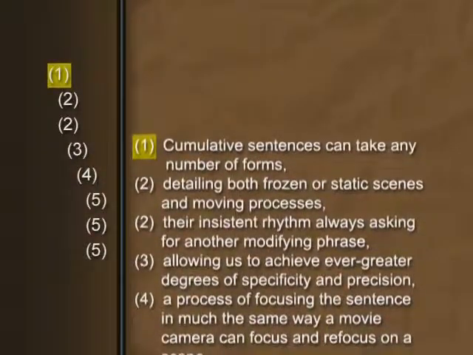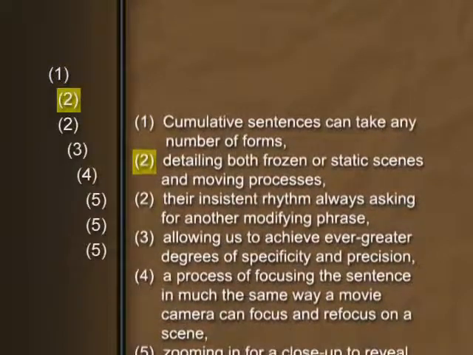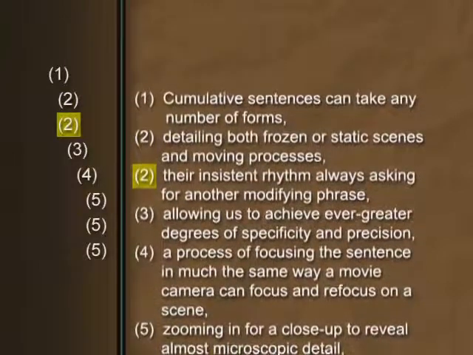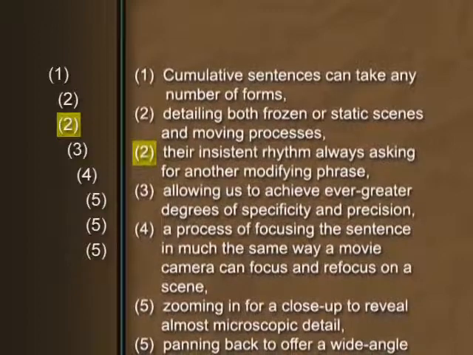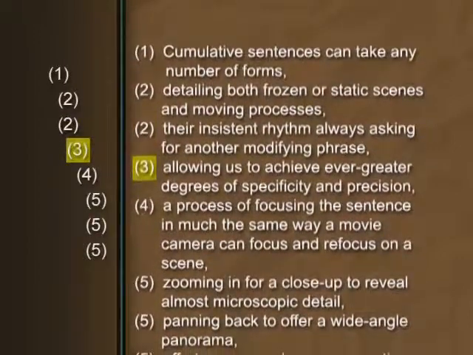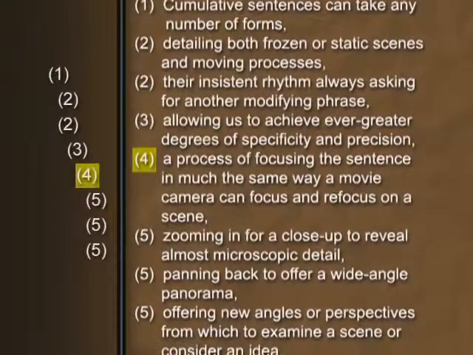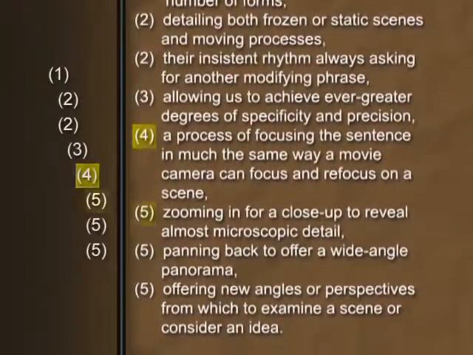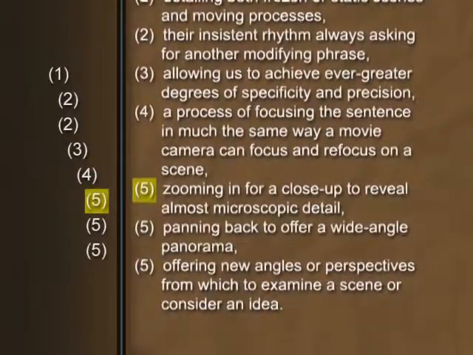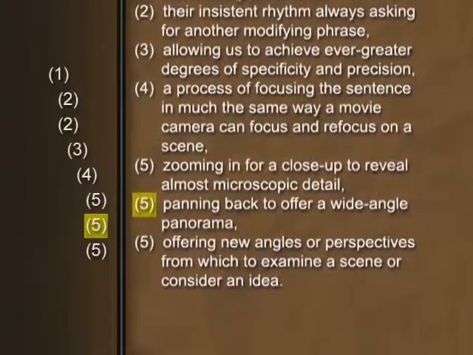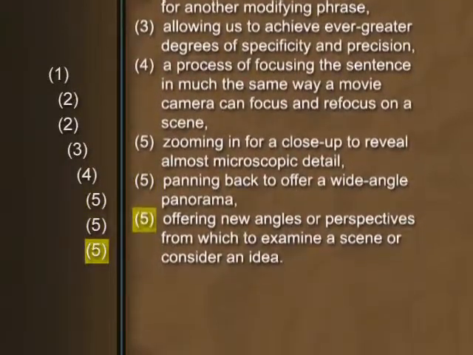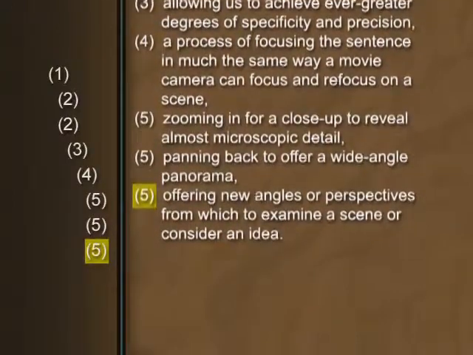Or, using a rough form of diagramming to indicate sentence levels with the base clause always the first level, we might write, "Cumulative sentences can take any number of forms, detailing both frozen or static scenes and moving processes, their insistent rhythm always asking for another modifying phrase, allowing us to achieve ever greater degrees of specificity and precision, a process of focusing the sentence in much the same way a movie camera can focus and refocus on a scene, zooming in for a close-up to reveal almost microscopic detail, panning back to offer a wide-angle panorama, offering new angles or perspectives from which to examine a scene or consider an idea."